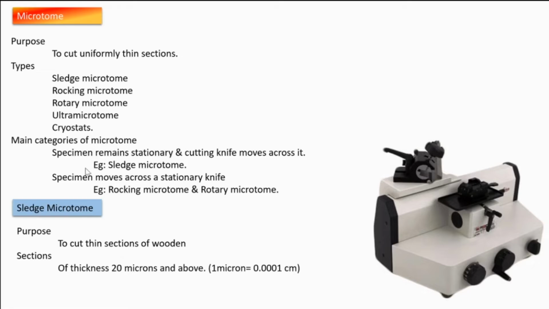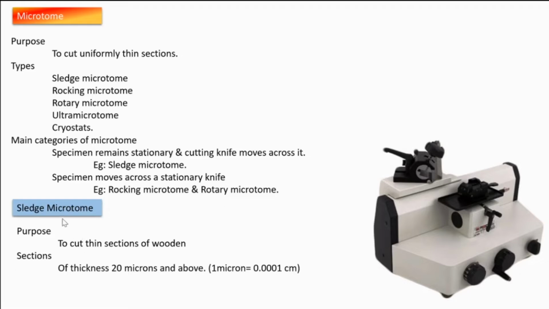In the first category, the specimen remains stationary and the cutting knife moves across it. An example of such a microtome is the sledge microtome. In the other category, the specimen moves across a stationary knife. Examples are the rocking microtome and the rotary microtome. We are going to see each type of microtome.